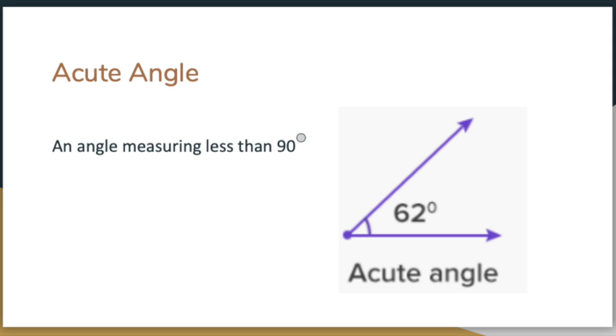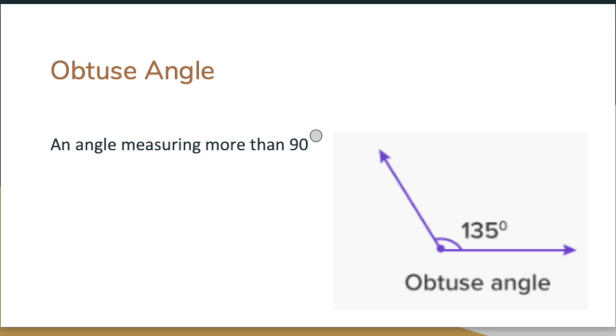It has, notice in the middle, a little portion of a circle, like a little arch. It's not a square because it is smaller than 90 degrees. An obtuse angle, again, has that part of a circle, that arch. It does not have a square. It is more than 90 degrees.